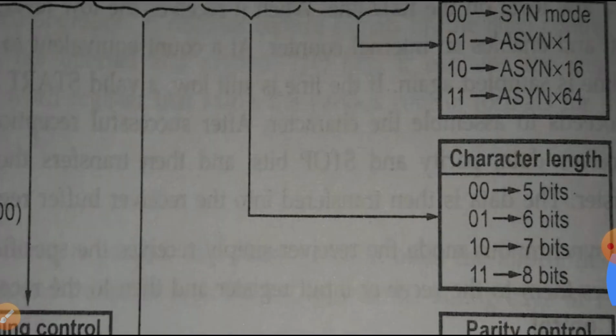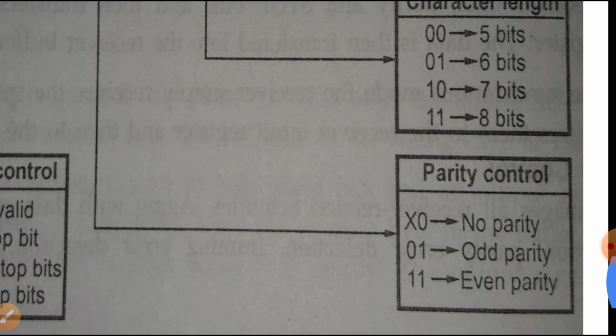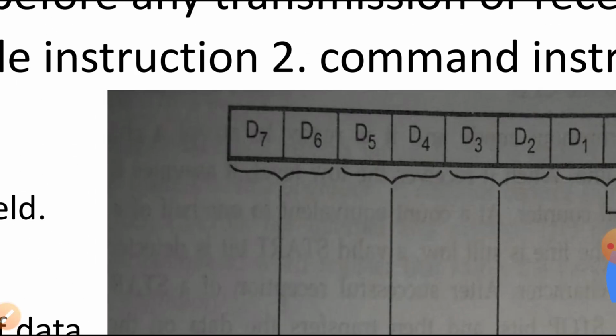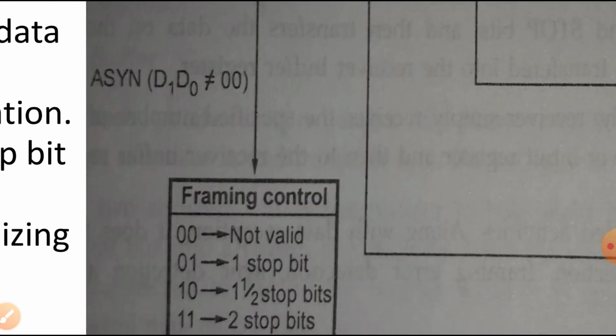Now, the third one, which is D4, D5, is used to control the parity generation. This parity generation is going to add to the data bits only if the parity is enabled. And the last 2 bits, that is D6 and D7, have two meanings, depending on whether the operation to be done is in the synchronous mode or in the asynchronous mode. For asynchronous mode, in which D1 and D0 is not equal to 0 0, either 0 1 or 1 0 or 1 1, it controls the number of stop bits to be transmitted with the character.